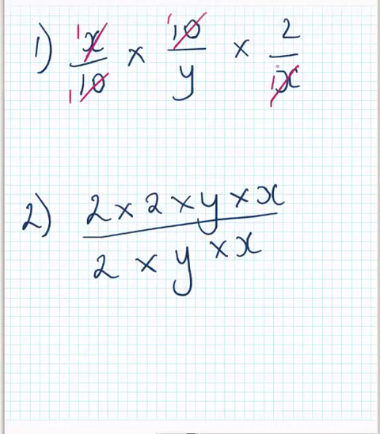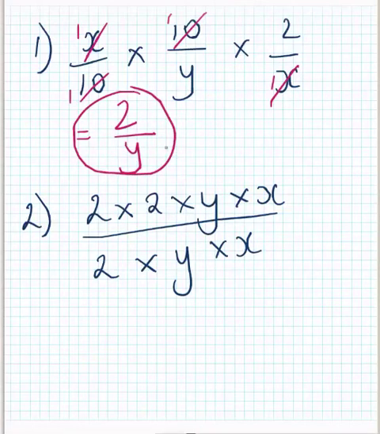So what is left? We have on top 1 times 1 times 1, 1 times 1 times 2, which is 2, over 1 times y times 1, which is just y. There is nothing else that we can do, and that would be our final answer. And it's important that the 2 is on top and the y is on the bottom.